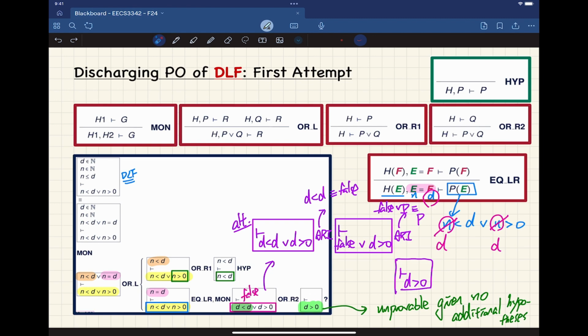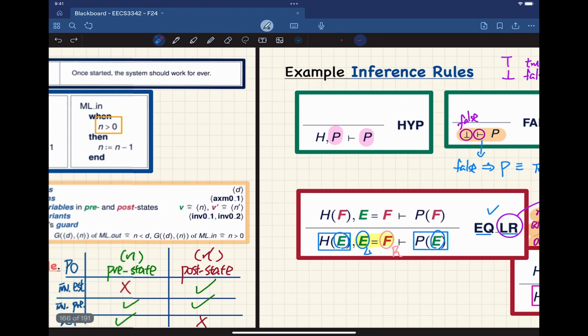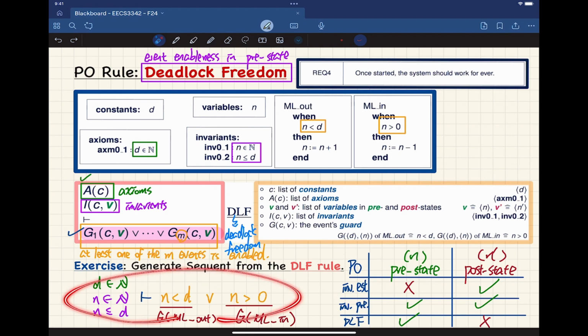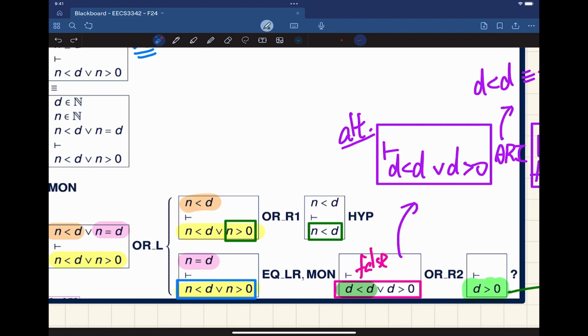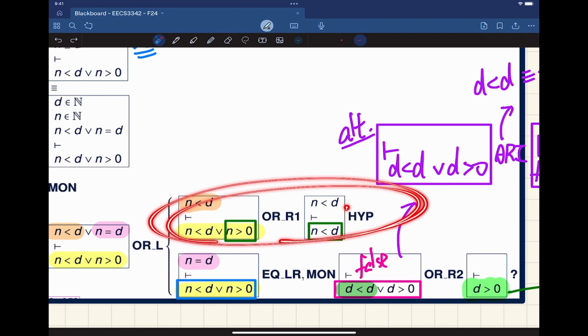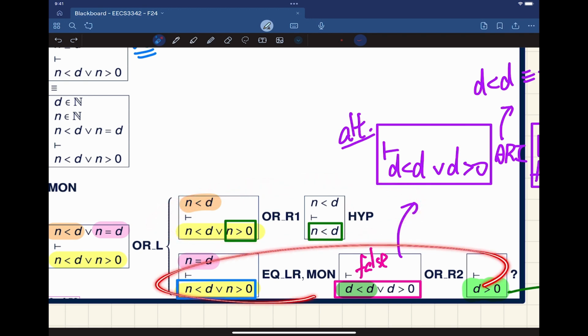So don't lose the big picture. The big picture goes like this. We try to formulate the deadlock freedom proof obligation here. That's what we did before the break. And then we try to prove it. And once we get to prove it somewhere, we actually split the sequence into two. We are able to prove one of the branches. But for the other one here, we end up with D larger than 0 being the goal, and then we cannot go any further. So there is something wrong with the model to prove deadlock freedom.